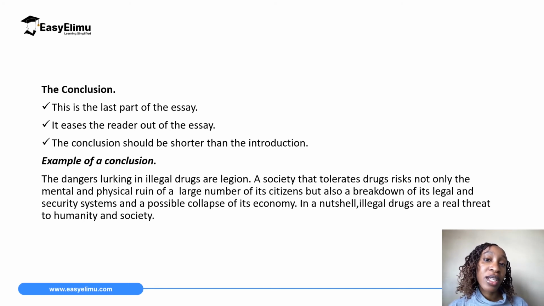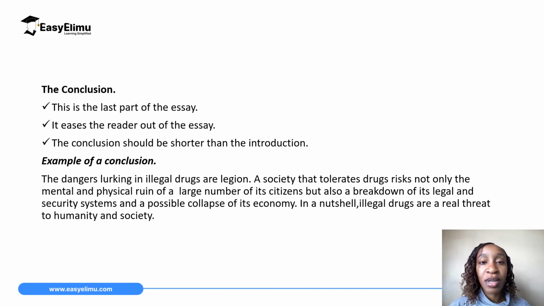So when you look at that conclusion, you can see that it is short, to the point, and very coherent. It does not repeat. There's no repetition. So even if you read just the conclusion without even reading the other part of the essay, you can see there's no repetition. It just summarizes what this person has been saying.